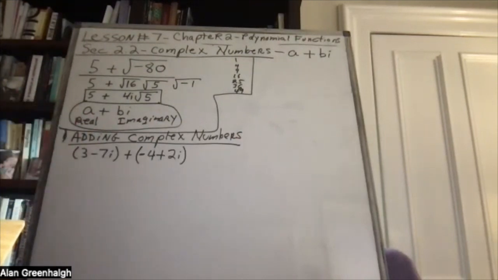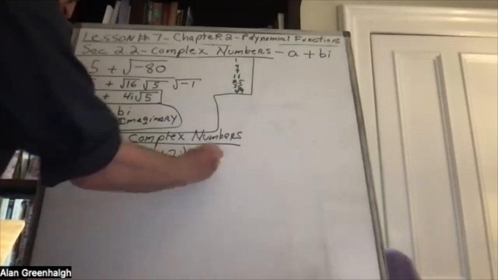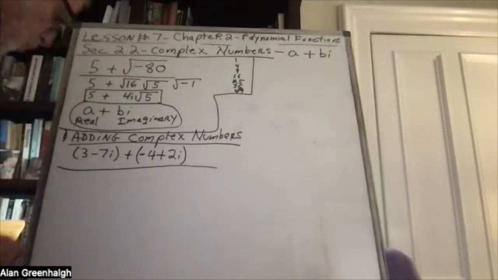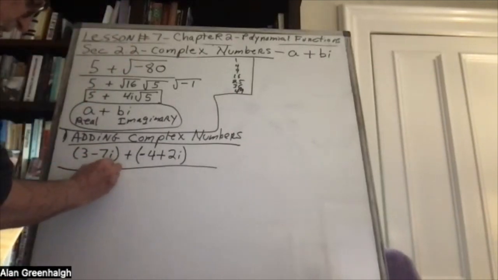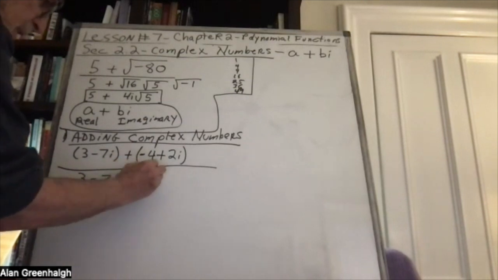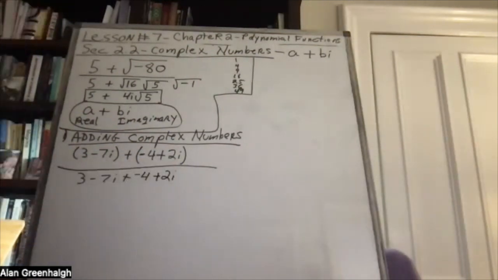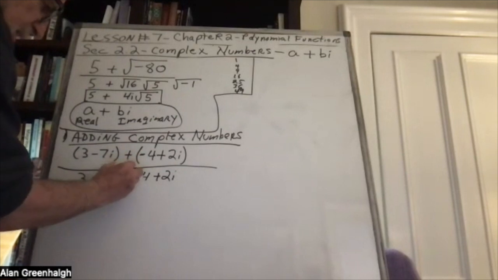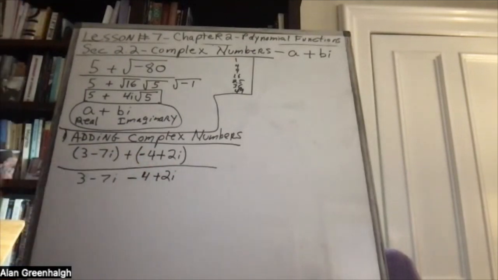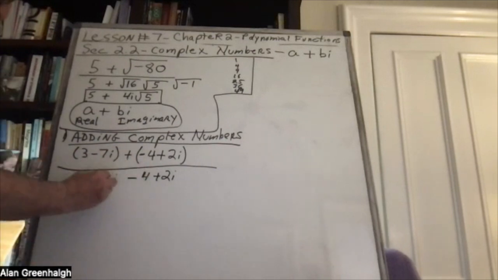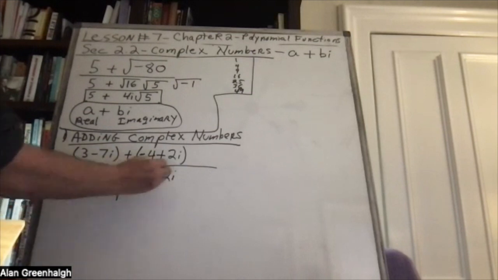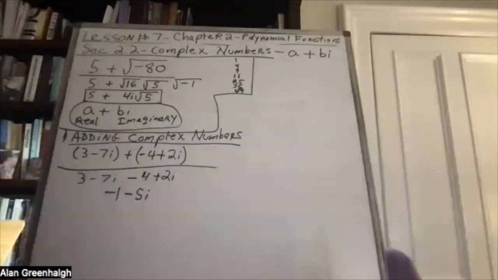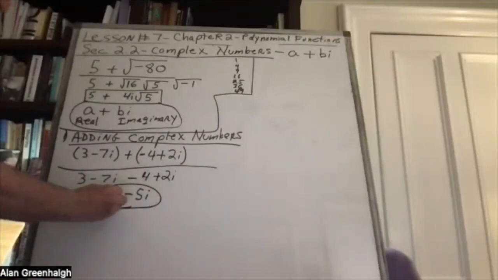Now, what you would basically do here is take this problem and just drop the parentheses at this point. So one way of doing this is to just do 3 minus 7i plus -4 plus 2i. And you don't even need this double sign here. You could simply make this into -4 and just combine like terms. +3, -4 is -1, and -7i, +2i is -5i. And this would be the answer. This is how you add complex numbers.